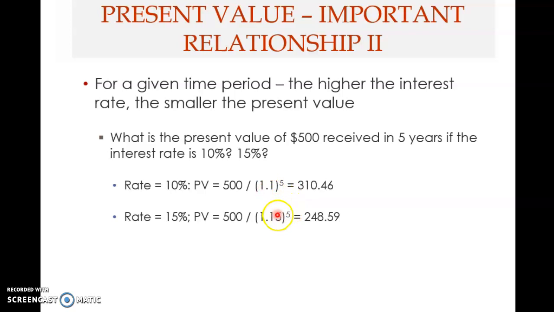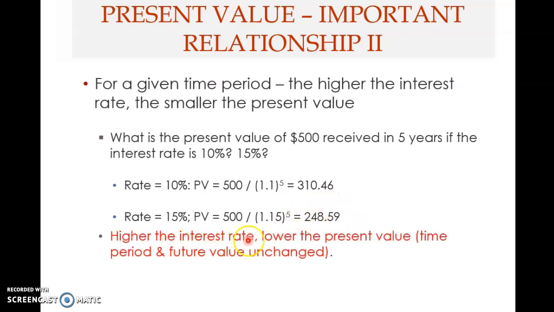But here the difference is 10%, you raise this to 15%. What happens? The present value is lower. So therefore we can say higher the interest rate, lower the present value. Because you are discounting it at a higher rate. When you discount at a higher rate, you are removing more interest from the principal. Therefore the present value will become smaller. Higher the interest rate, lower the present value, with the time period and future value fixed or unchanged.